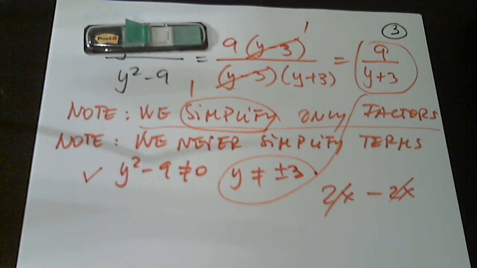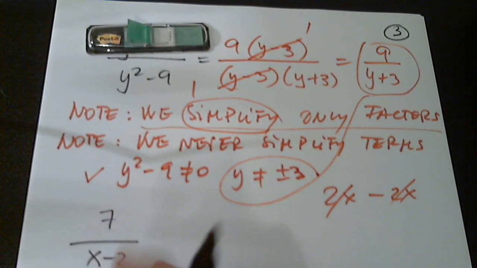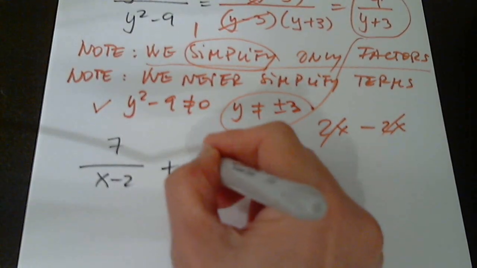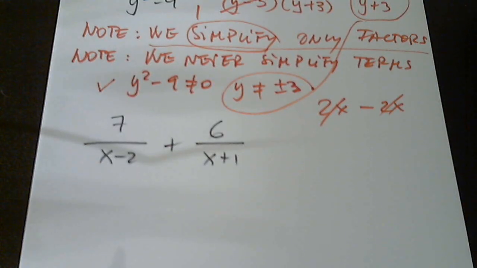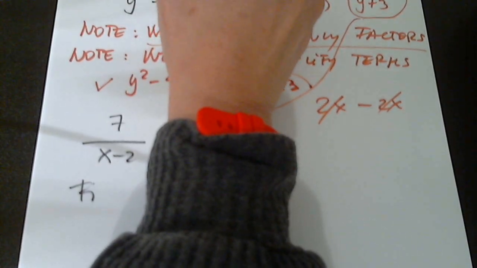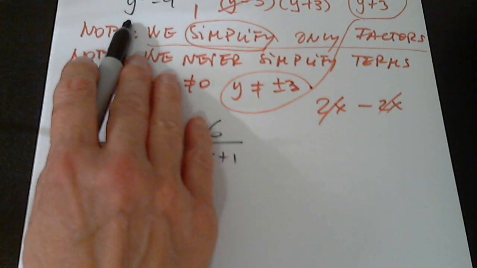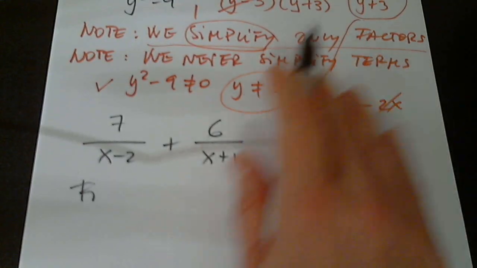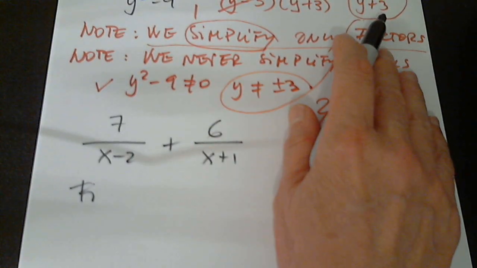Moving on. Now let's say we have the following: 7 over x minus 2 plus 6 over x plus 1. Now this is a different question. So this was simplified. We simplified fully. This expression is the same as this one as long as y is never plus or minus 3. And this is fully simplified.